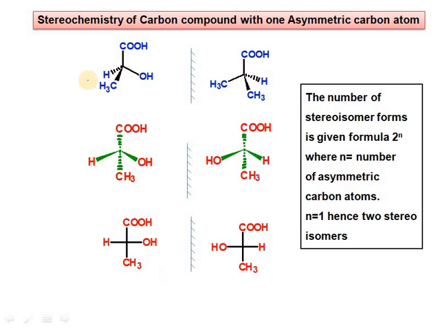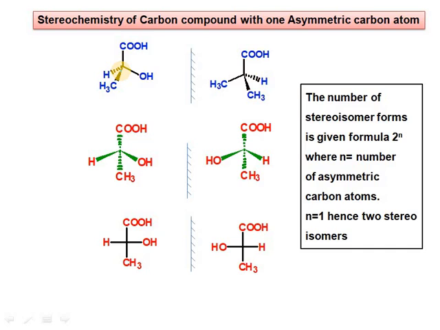Now we discuss the stereochemistry of carbon compounds containing one asymmetric carbon atom. You know that a chiral carbon has four different groups attached. This is called a chiral carbon. Here is one chiral center. Therefore, two optical isomers are possible.